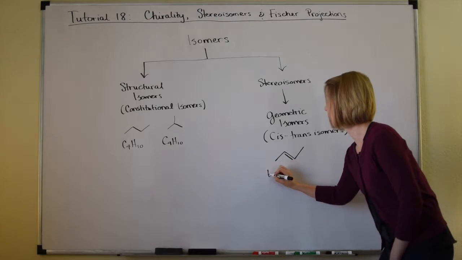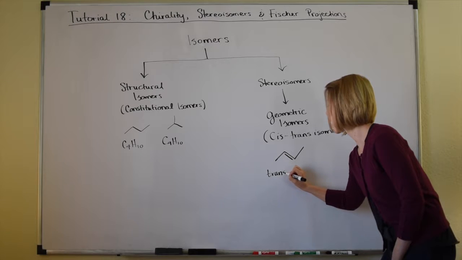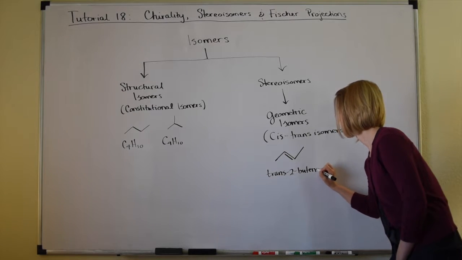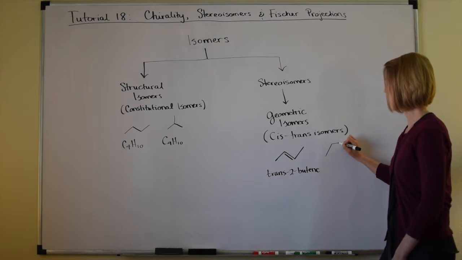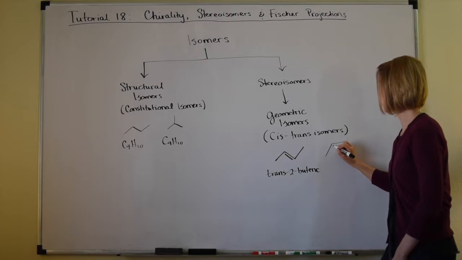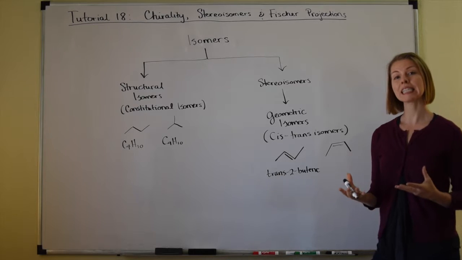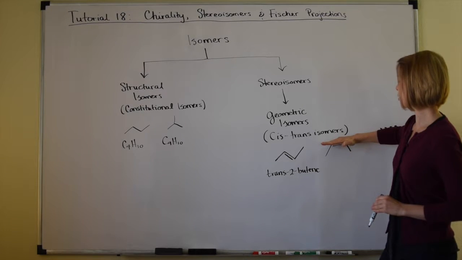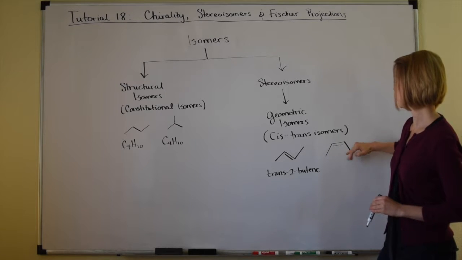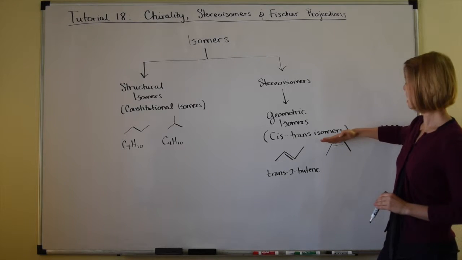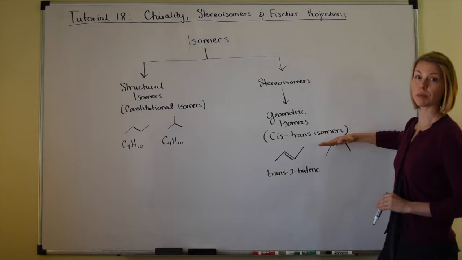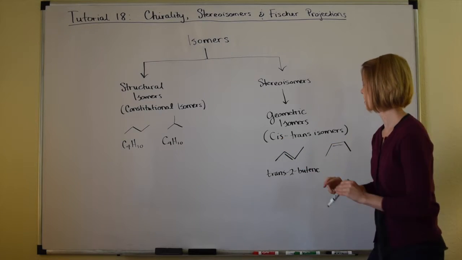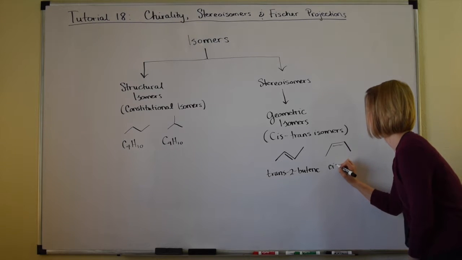This is the trans geometry. So this is trans-2-butene. And its geometric isomer would be the cis isomer, cis-2-butene, where the largest 2 substituents, the 2 methyl groups, the 2 CH3s, are on the same side of that carbon-carbon double bond rather than on opposite sides. So it's right here, cis-2-butene.